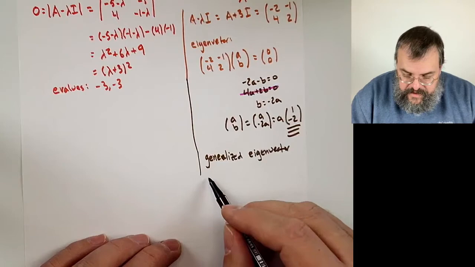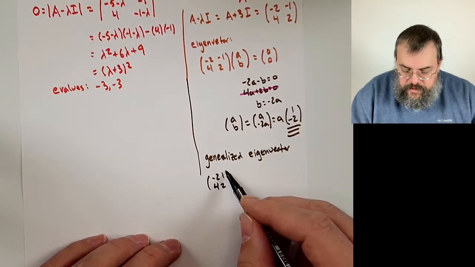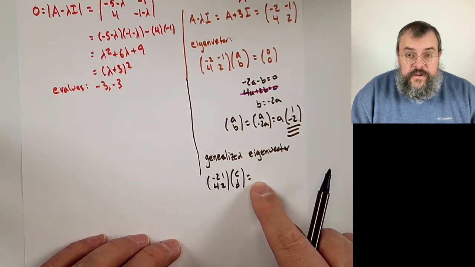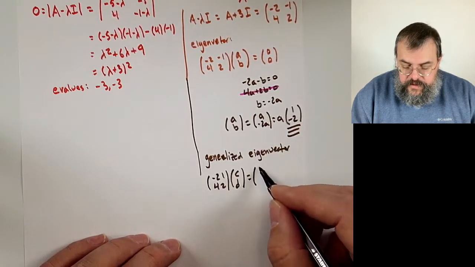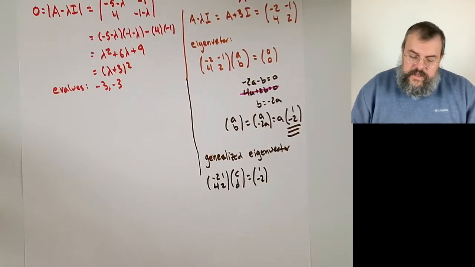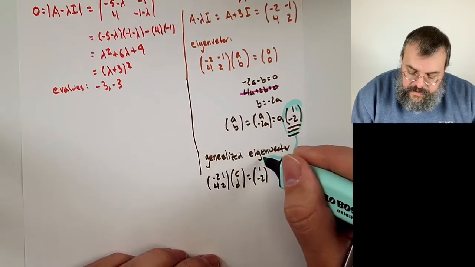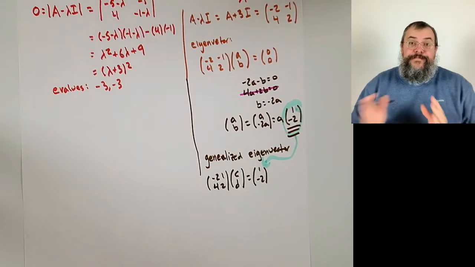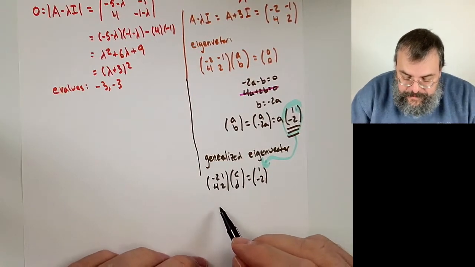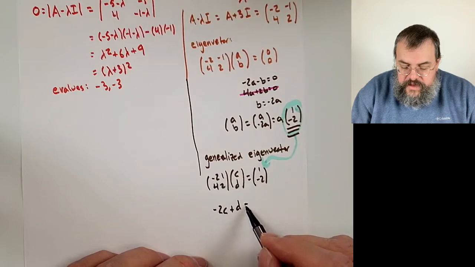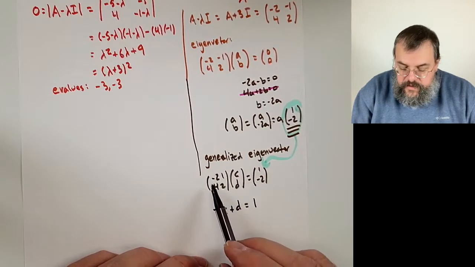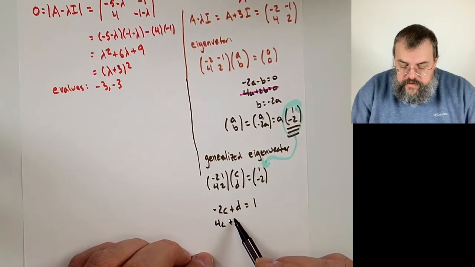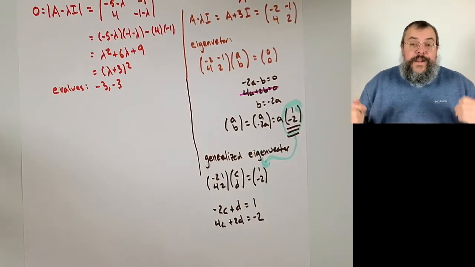So it's the same matrix. And now what we're going to do is multiply this by some vector c d. And we want not 0, 0, but we want this 1, -2. That's the key here, that this becomes our new 0, 0. So what does this tell us? If we look at the equations, -2c plus d needs to equal 1. And then 4c plus 2d has to equal -2.